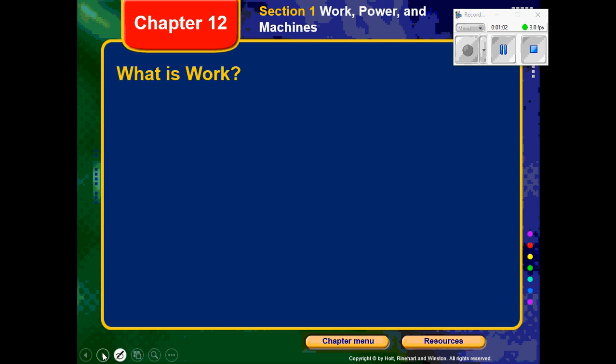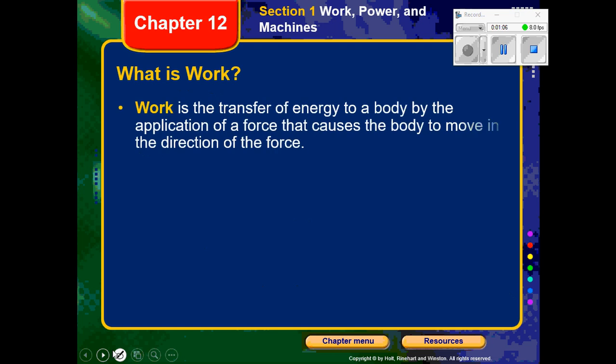Okay, so first definition, what is work? Work is the transfer of energy to a body by the application of a force that causes a body to move in the direction of the force. And so that would be a little bit confusing in one way.